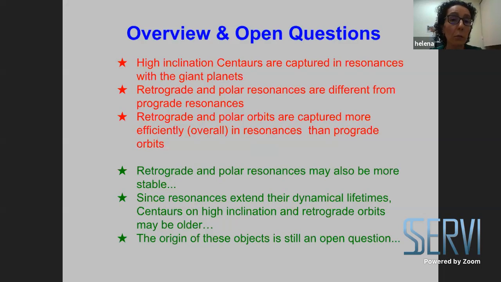This is just an overview of what I said and some open questions, which I left as a maybe. We've seen that high inclination centaurs are captured in resonances. We also saw that retrograde and polar resonances are different from prograde resonances, and that retrograde and polar orbits are captured more efficiently overall in resonances than prograde orbits. I leave the open questions for you to read. Maybe I just point to the last one, that the origin of these objects is still an open question. That's it. I hope it was clear.